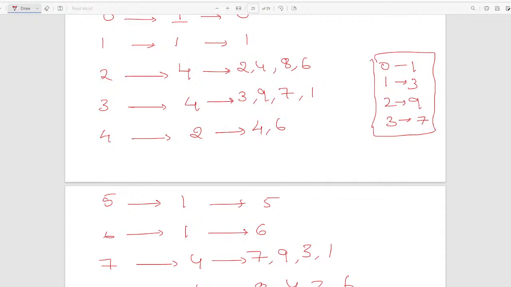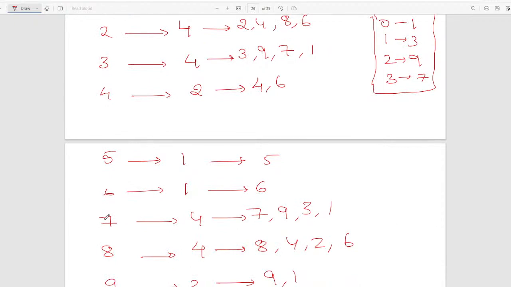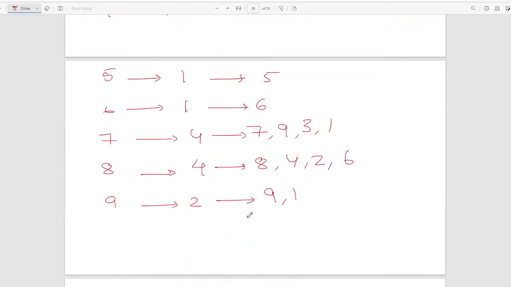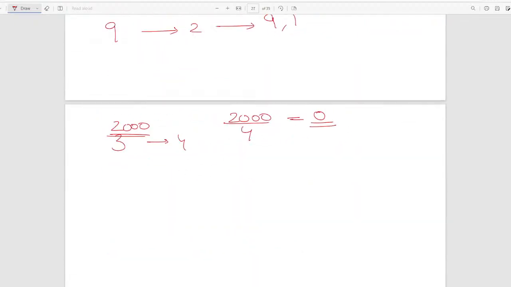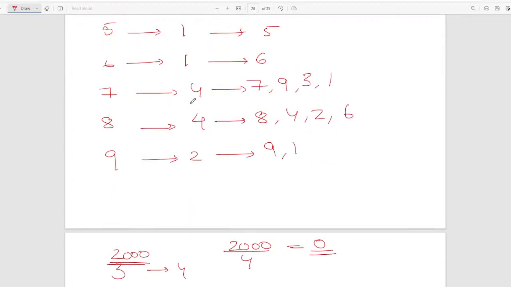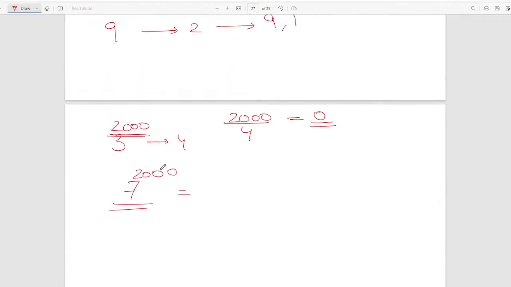The same is with even this number. Like if I take 7 raised to 2000, and I have to calculate the unit digit, the cyclicity of 7 is 4. Okay. So I'll divide 2000 by 4, and the remainder would be 0.